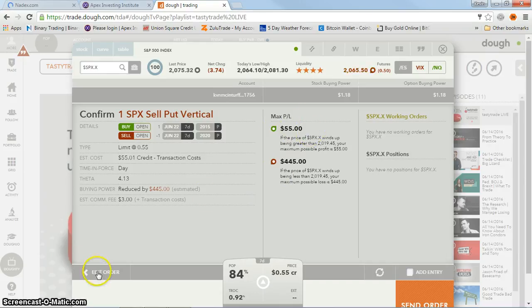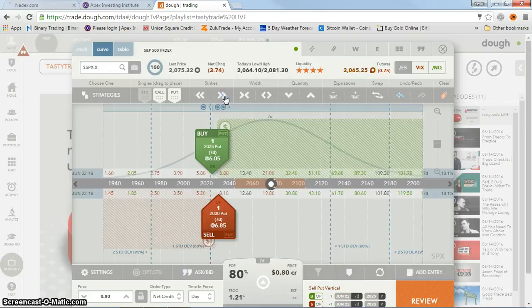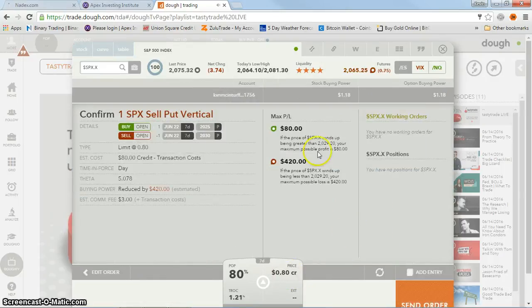Okay, if you don't like that, you can always edit the trade. I think it's a 20/20, whatever. You can say, well, I want a little more money and I'm willing to afford a little more risk, so maybe you'll put it at 80%, which means now you'll get $80 as opposed to 55. Okay, and you have to put up less money. So that's not a good thing. It's not a bad thing to do.